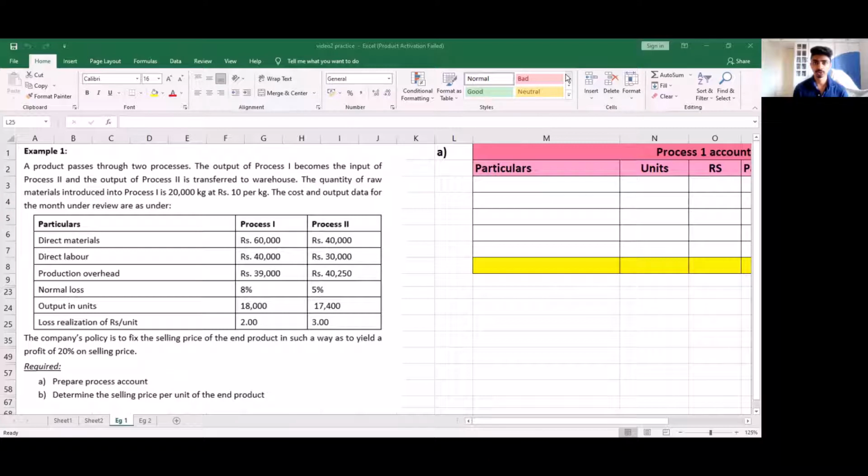So we have the table which you can look at. The company's policy is to fix the selling price of the end product in such a way as to yield a profit of 20% on selling price. Required: prepare a process account, and determine the selling price per unit of the end product. So let's get started.